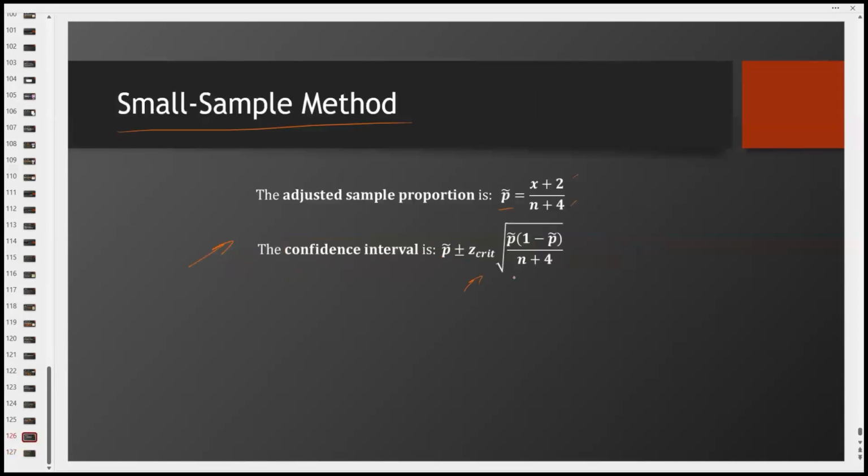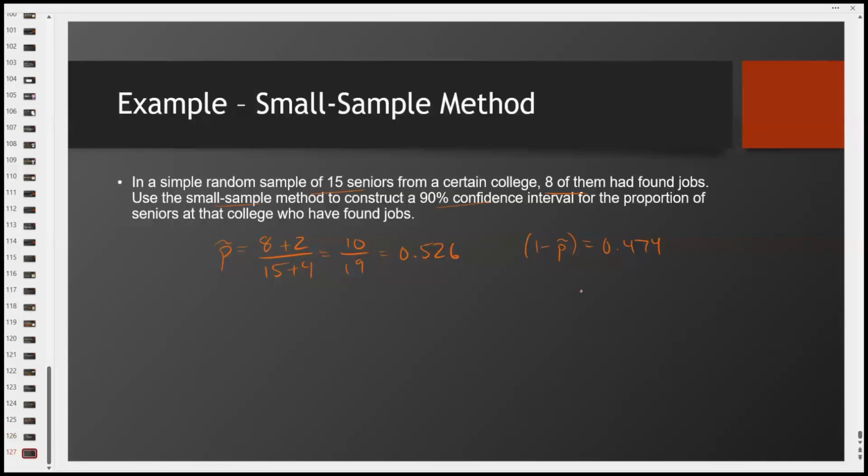And again, if we go back and look at how to find the confidence interval, the only difference is now P, our new proportion, times Q, divided by n plus 4, and then we take the square root. So for a 90% confidence interval, the critical Z value is 1.65. To find the margin of error, that's going to be 1.65 times the square root of 0.526 times 0.474, divided by the sample size plus 4, so divided by 19.